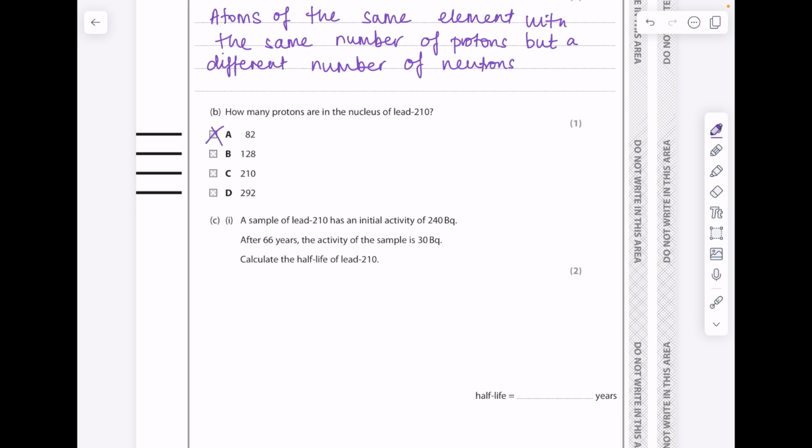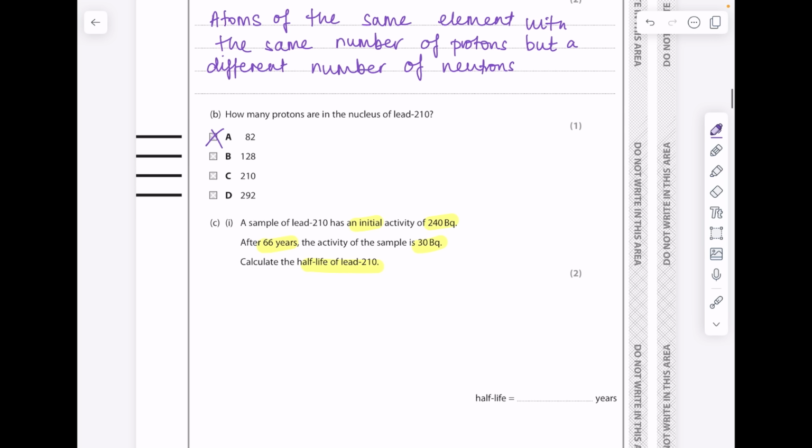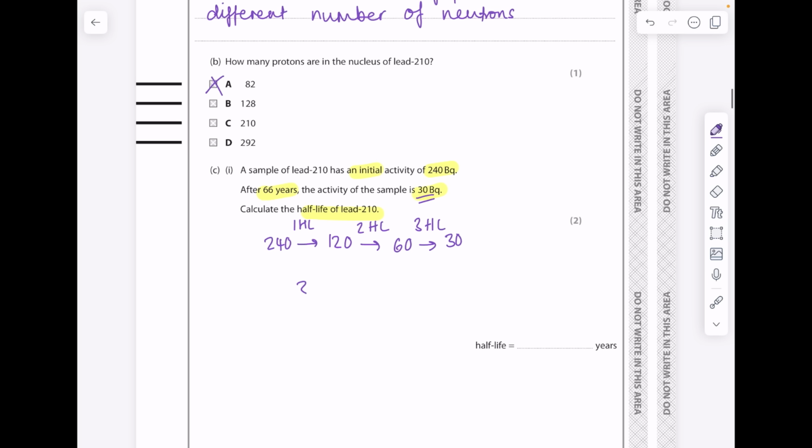A sample of lead-210 has an initial activity of 240 becquerels. After 66 years, the activity of the sample is 30 becquerels. Calculate the half-life. So how many half-lives have taken place? So to go from 240, 1 half-life takes you to 120, 2 half-lives takes you to 60, 3 half-lives takes you to 30, which is where we need to get. So we know that 3 half-lives occurred in 66 years. So it makes sense that 1 half-life takes 22 years.